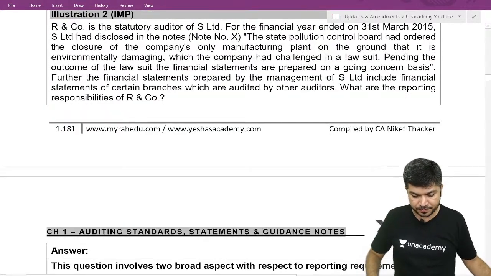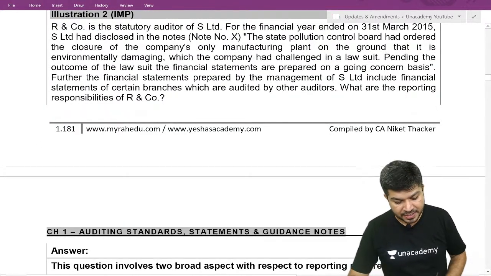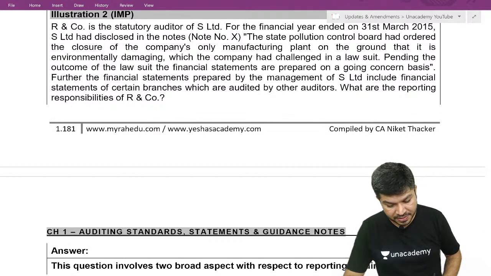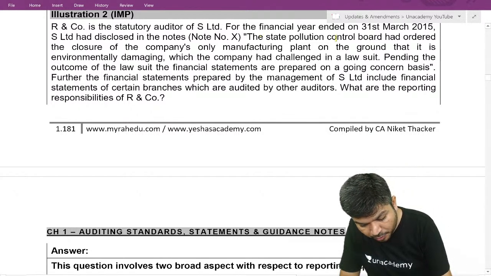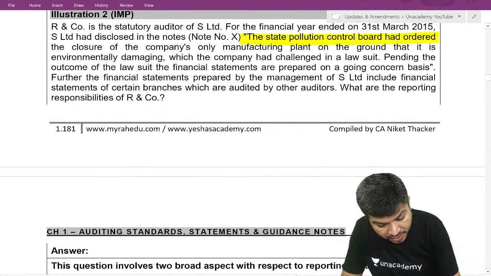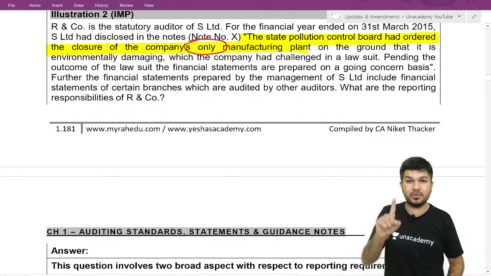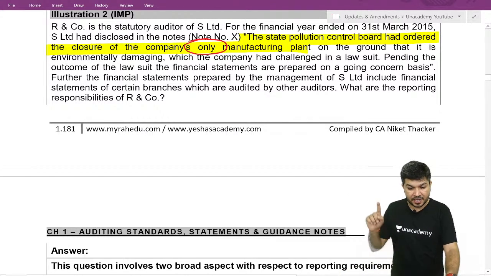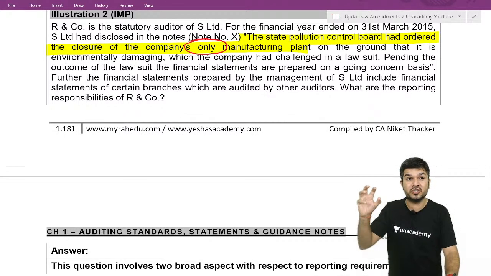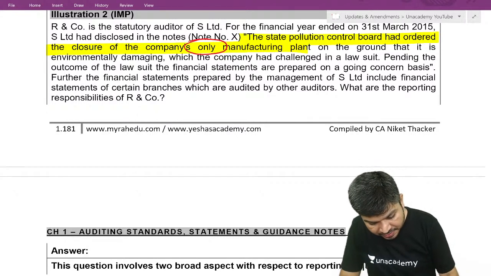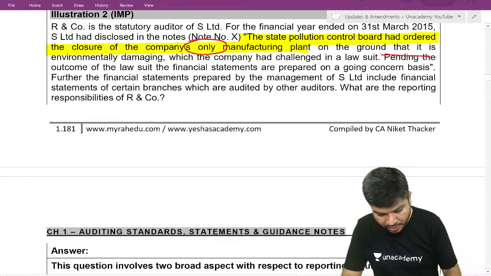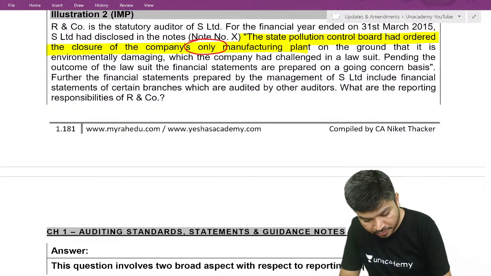Okay, question number 2. RN Company is a statutory auditor of S Limited, and it is given in the notes to accounts that the State Pollution Control Board has ordered closure of the company's only manufacturing plant. The company has only one manufacturing plant, and the State Pollution Control Board has ordered it to be shut down on the ground that they are damaging the environment. The outcome is pending. The litigation is going on.